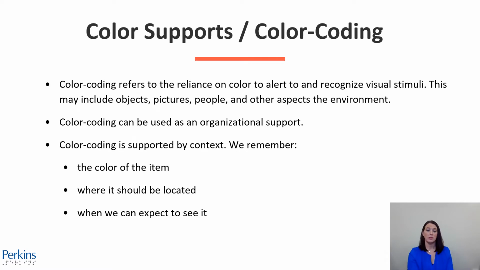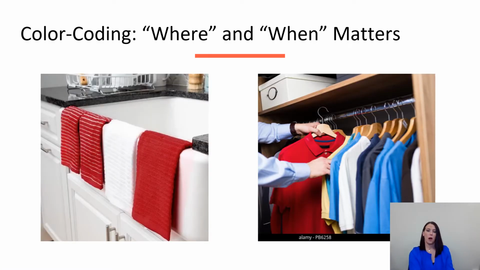Color coding can be used as an organizational support, and color coding is often supported by context. We remember the color of items, where it should be located, and when we can expect to see it. Here's an example as to why the where and when matters when it comes to color coding.